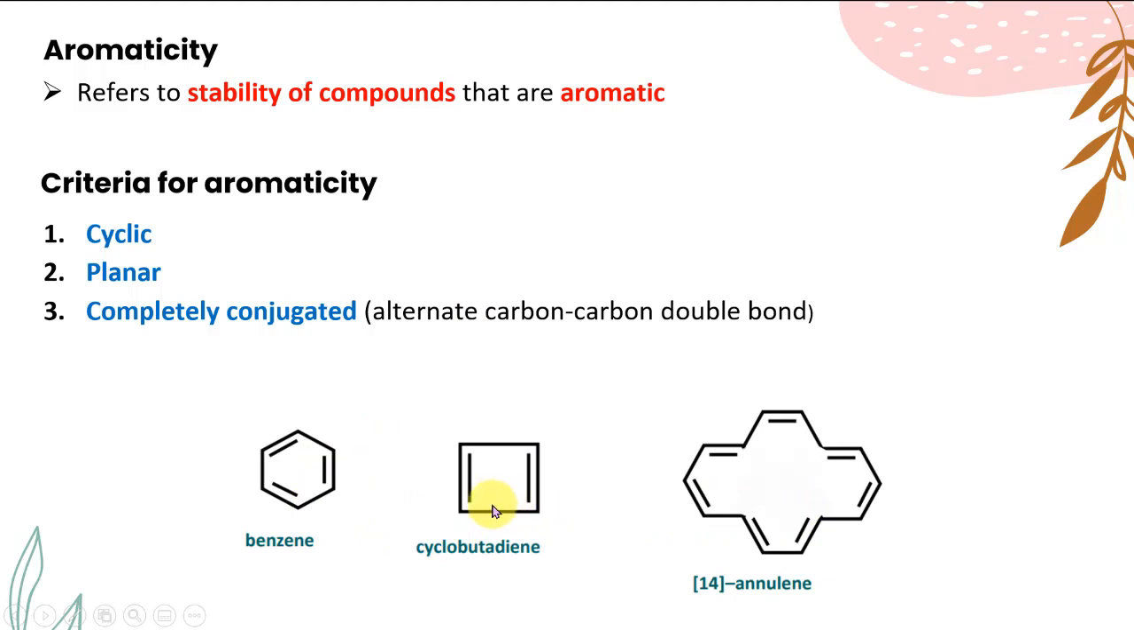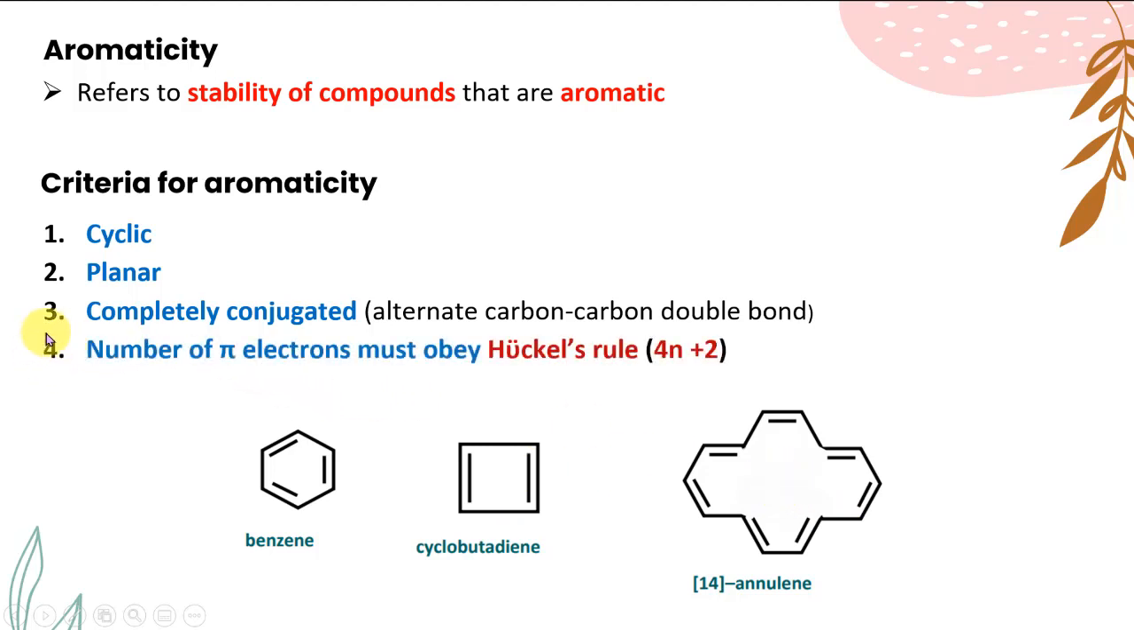Three of these structures fulfill the first 3 requirements. They are all cyclic and planar, and all the double bonds are completely conjugated. That means double, single, double, single, double, single. And it applies also for the other 2 structures given. But there's criteria number 4 that you must check according to the structures. Criteria number 4: the number of pi electrons must obey Hückel's rule. Hückel's rule has a formula 4n plus 2, in which n refers to an integer. It must be a whole number.